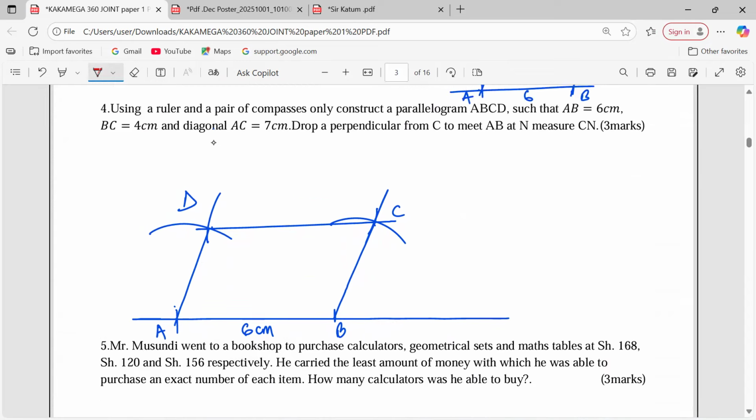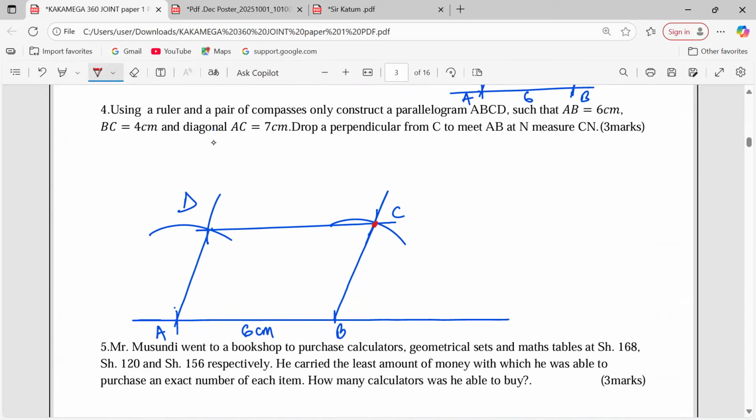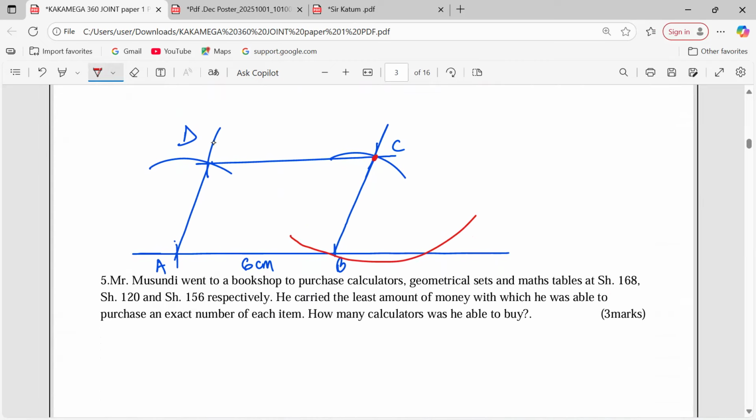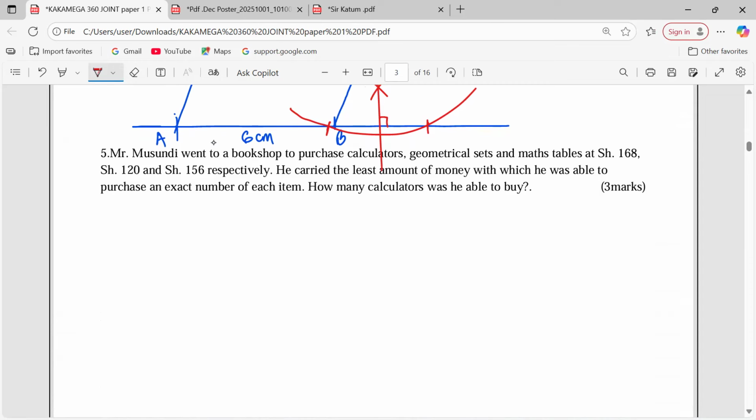Then now standing at C, we make an arc first. Then standing on where the arc cuts AB, we make another arc. Standing at this point, we cut the first arc. Then we drop our perpendicular that way. So that's it. Very simple instruction question. Very simple.